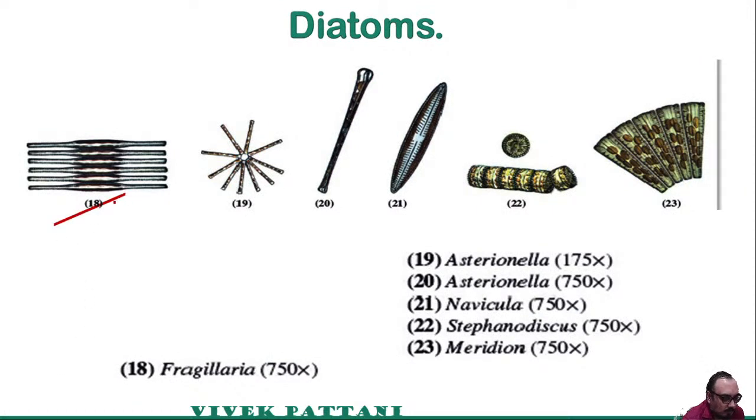18th one is again Fragilaria, and the 19th and 20th both are Asterionella. The 21st is Navicula, the 22nd is Stephanodiscus, the 23rd one is Meridion.